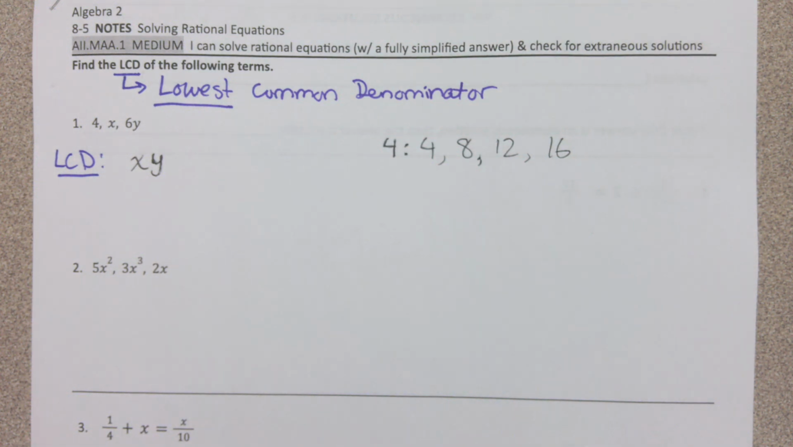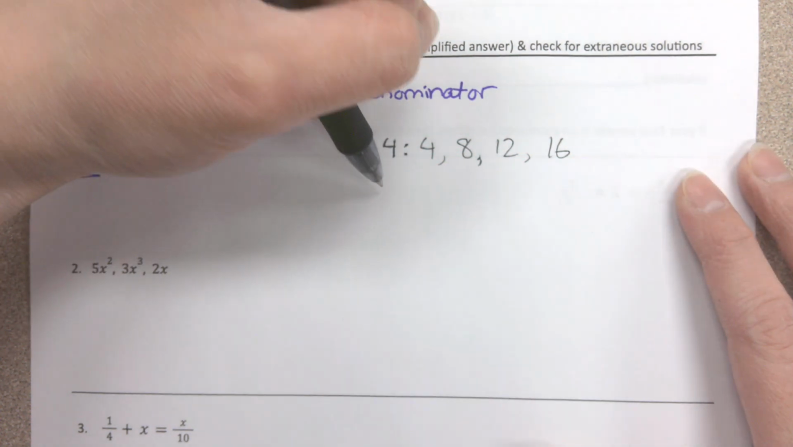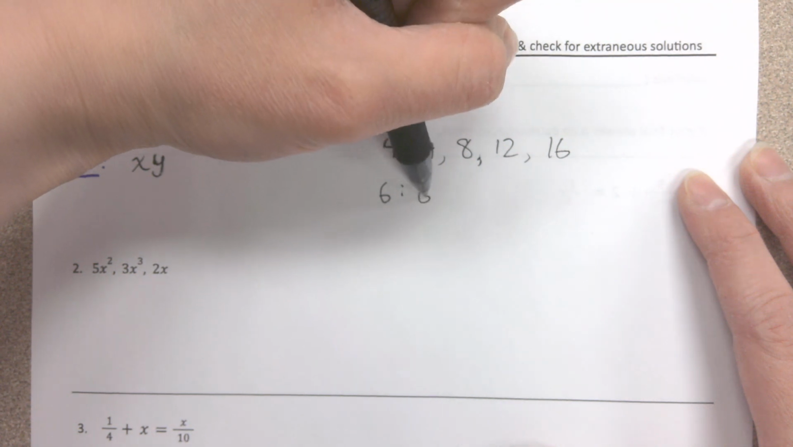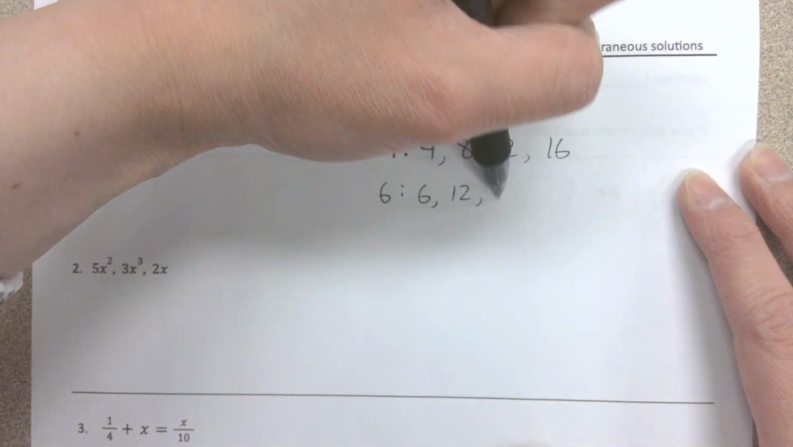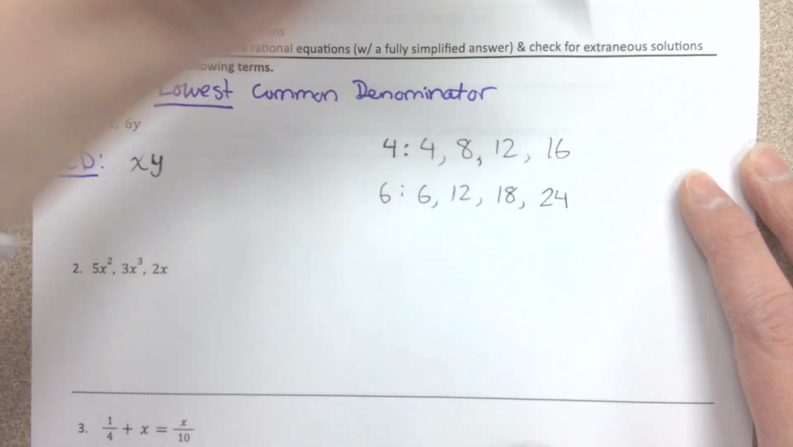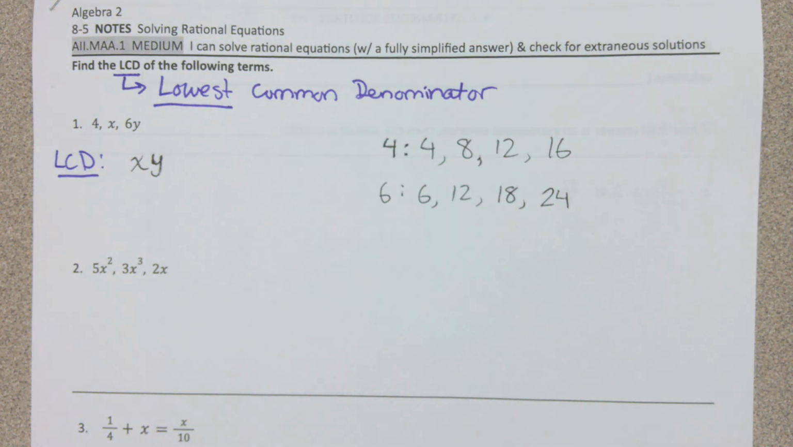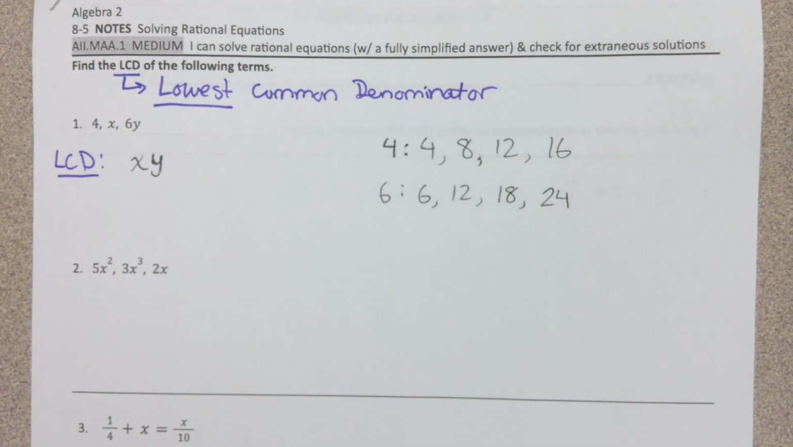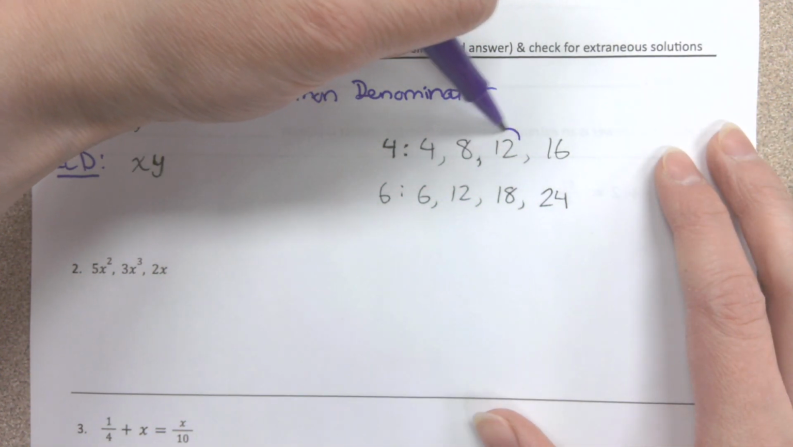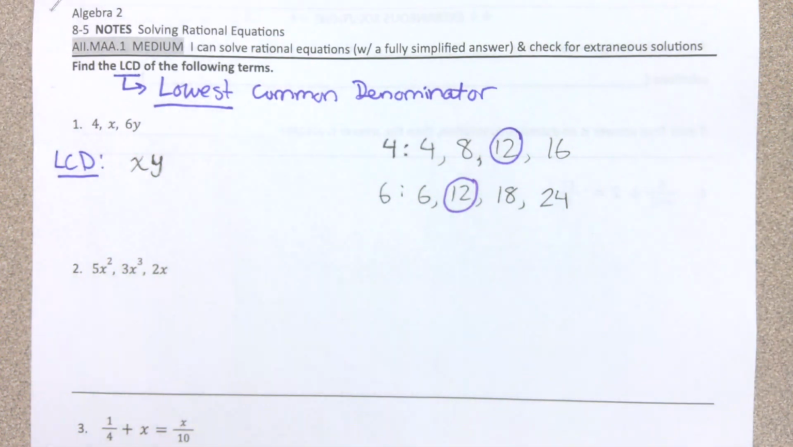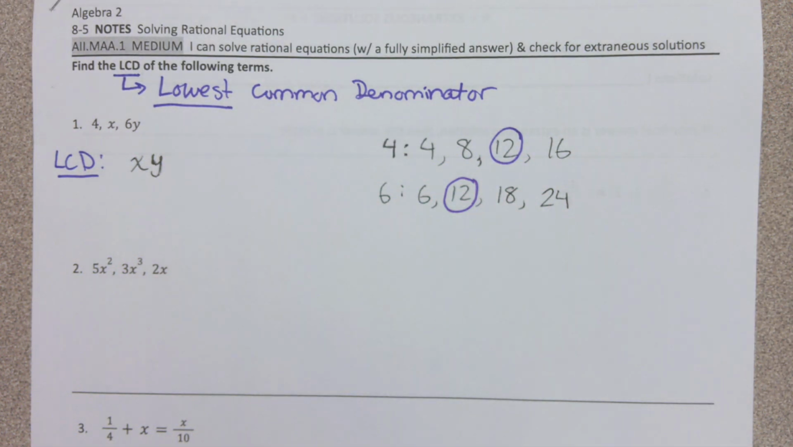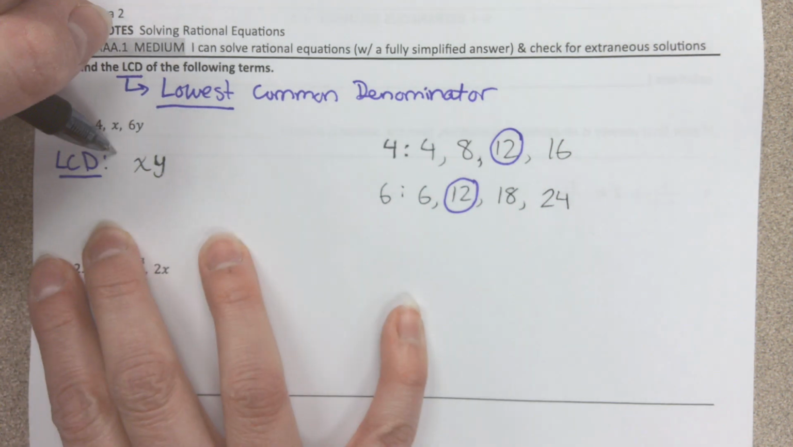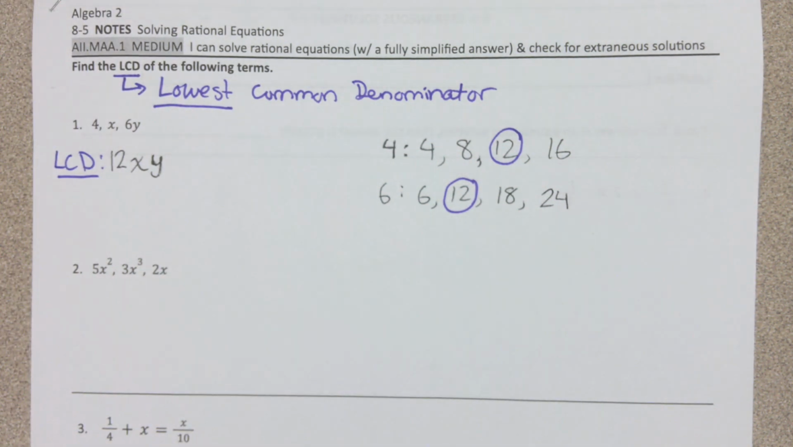So the first 4 multiples of 4. And just keep adding 4. I'll do the same for 6. 6, 12, 18, and 24. Looking at both lists, you can already see that they have a number in common, and that number is 12. That is the LCD. That is what you want to find. So our LCD is 12xy.